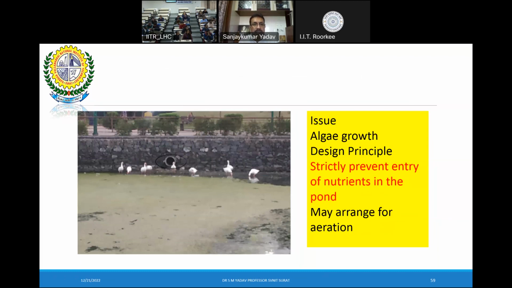In India, many of the ponds have this problem, and either the authority is not aware or they are not able to manage the draining of wastewater into the nearby ponds, and that creates such a situation in urban ponds, which is commonly observed.